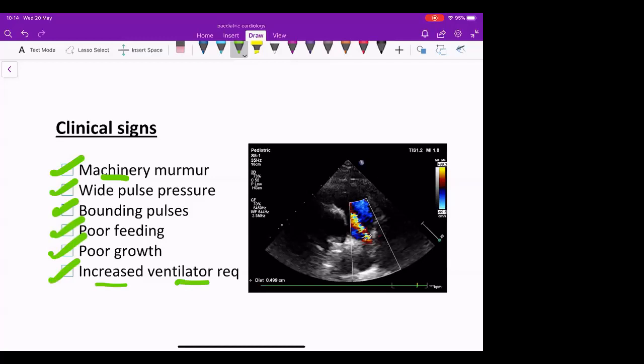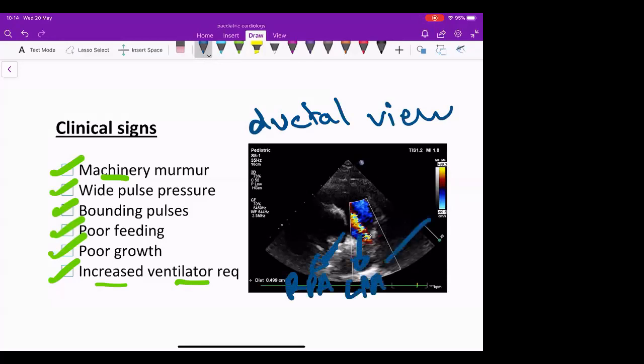No cardiac talk would be complete without an echo image. So this is what we call a ductal cut, or ductal view. This black thing down here, that's your RPA, your right pulmonary artery. Your LPA is somewhere in here. Your aorta is running down here. It's a bit closer. And that's your duct. That red splurge is your duct.